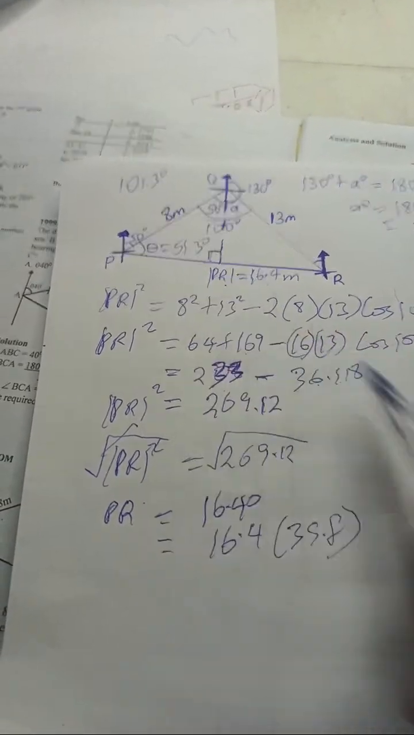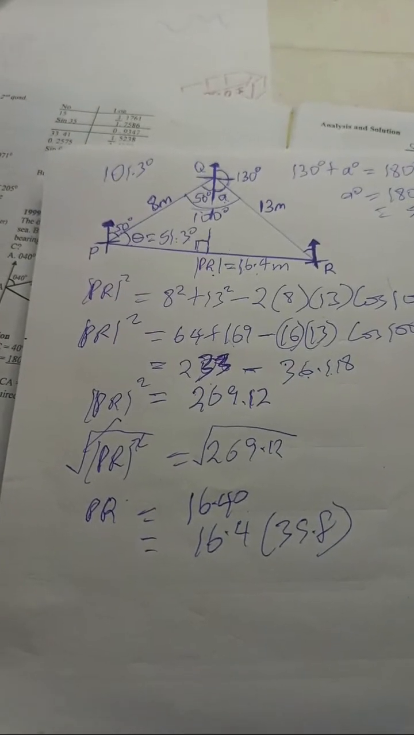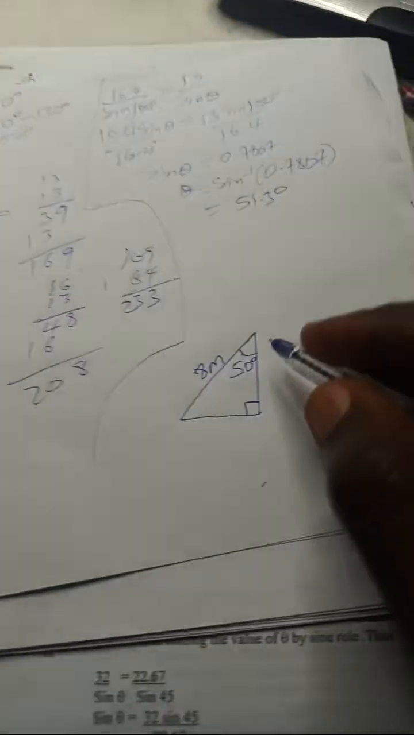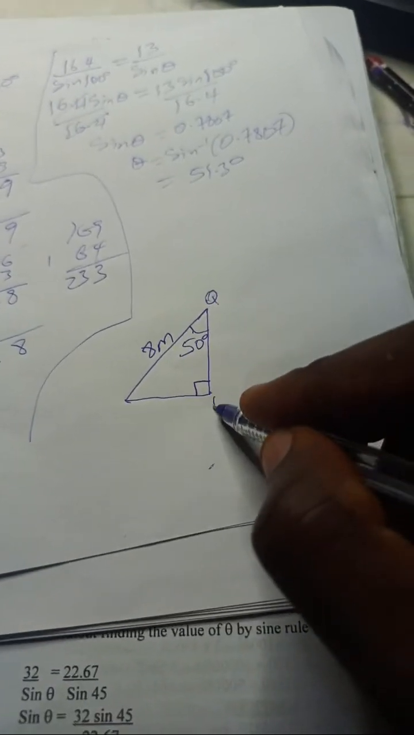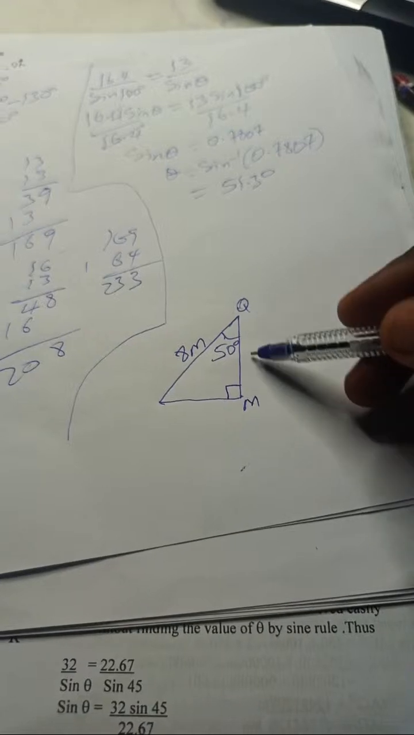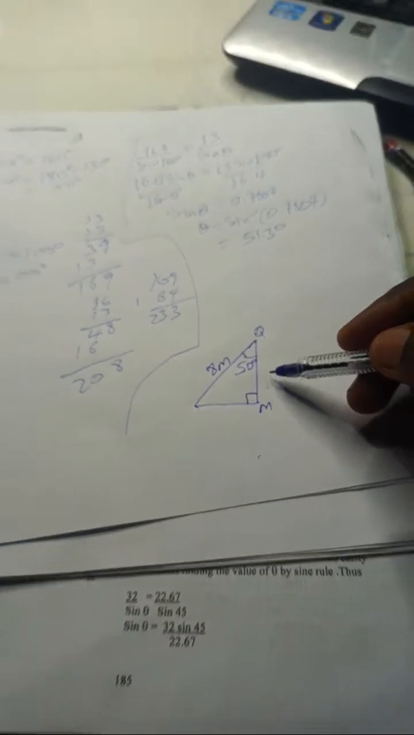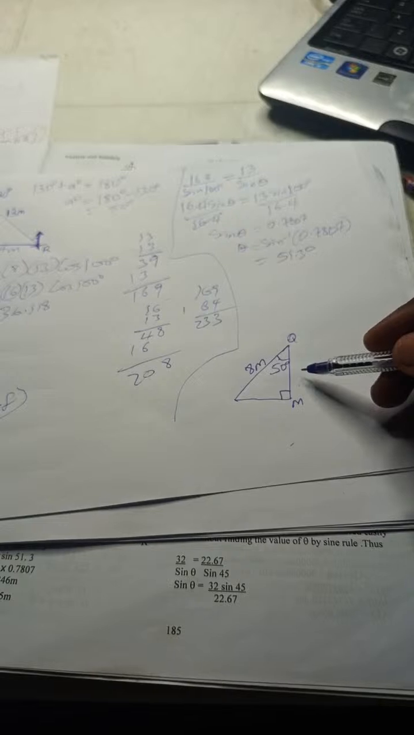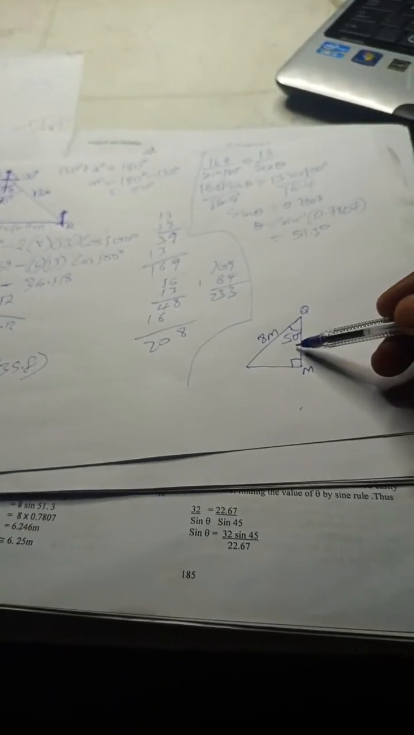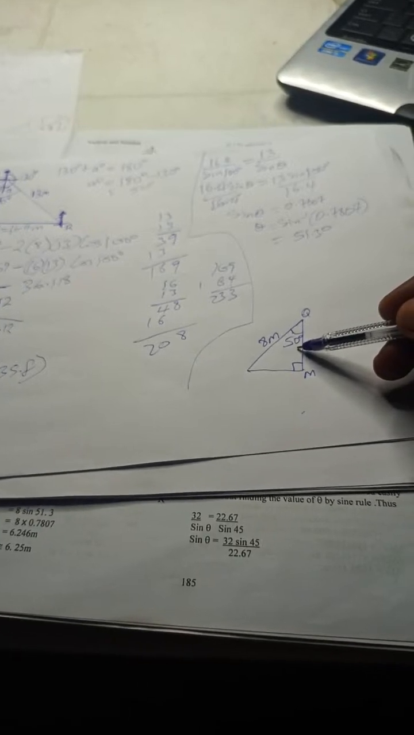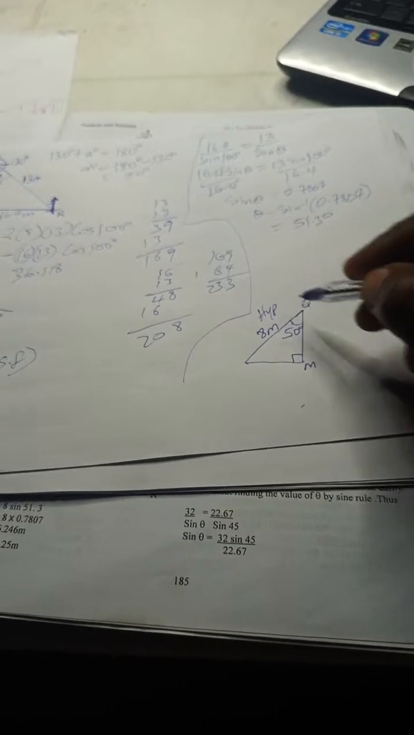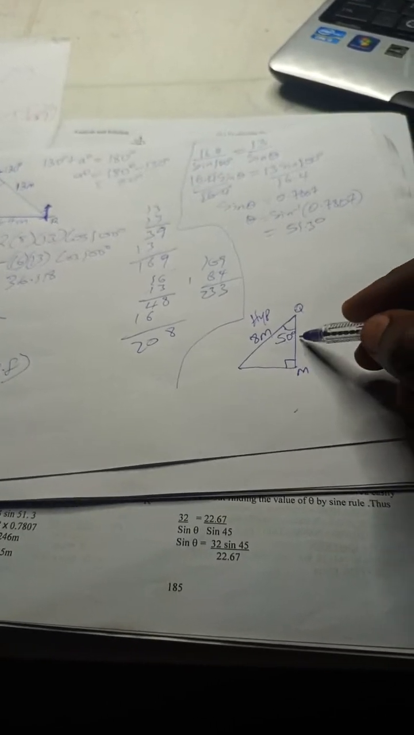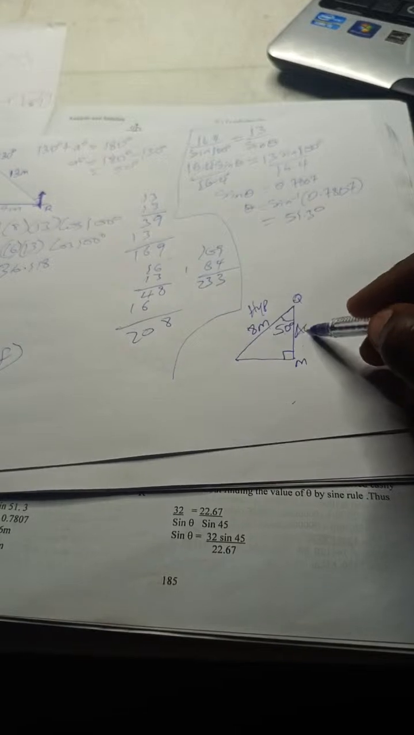And now we have to calculate the shortest distance. We have to calculate here, which is our Q. I can call this place M. So we have to calculate this shortest distance. Using this, we can use our SOHCAHTOA. This is our hypotenuse, and we have to get this side, and this side is the adjacent.